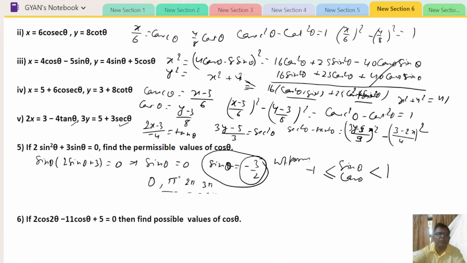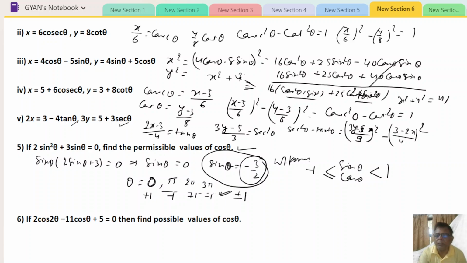Find the permissible values of, this is asking cos theta. If sin theta is 0, then cos theta will be plus 1 or minus 1. It's asking for cos theta. This is the value of theta and this is again plus 1, this is minus 1. So cos theta will have only two values, that is plus 1 or minus 1.